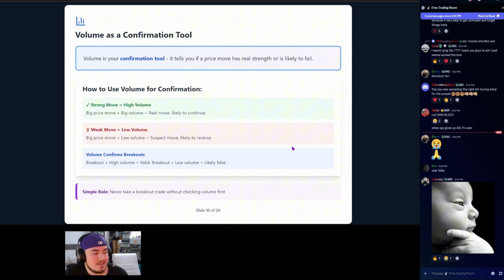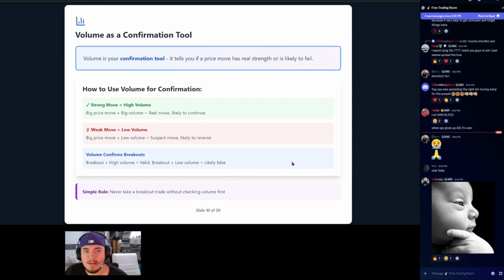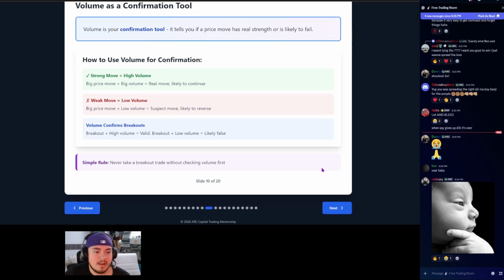We've shown you guys this with the volume candles slowly coming down in our previous classes. I'm pretty sure you guys understand this. Everyone has attended these classes before. So simple rule: never take a breakout trade without checking volume first, right? How many times have we been live trading and we're looking for volume confirmation before getting into the trade? It's just one of our trademarks here at Arc Capital.